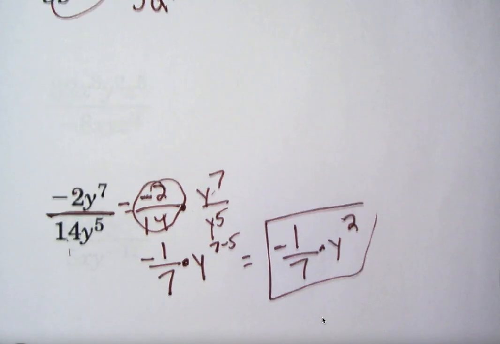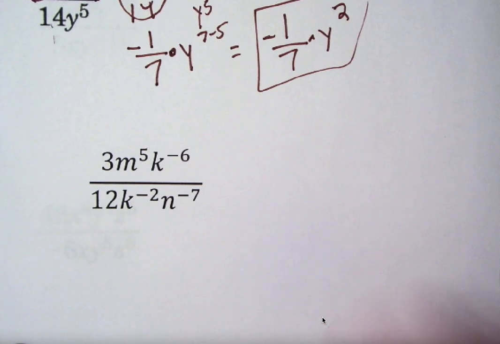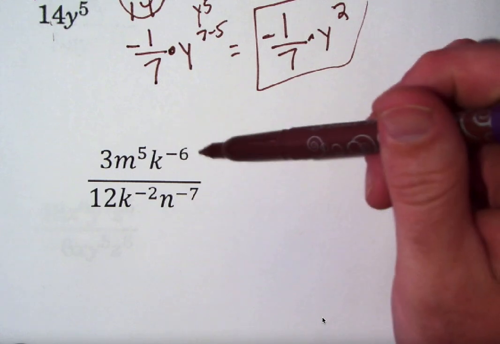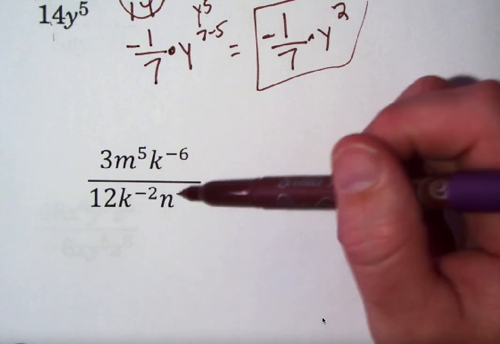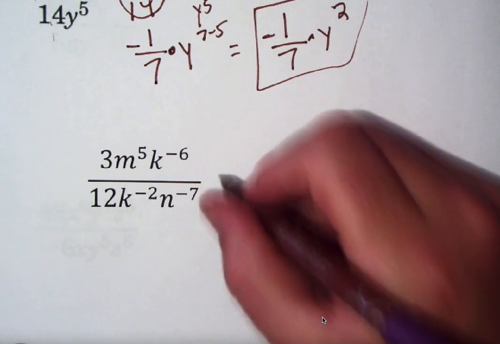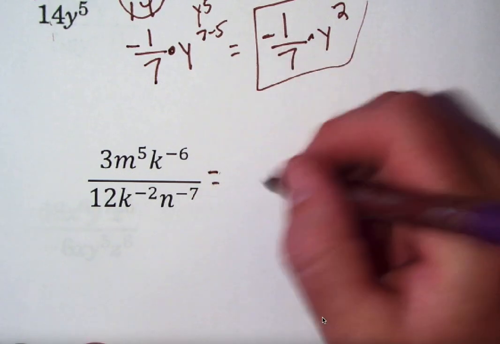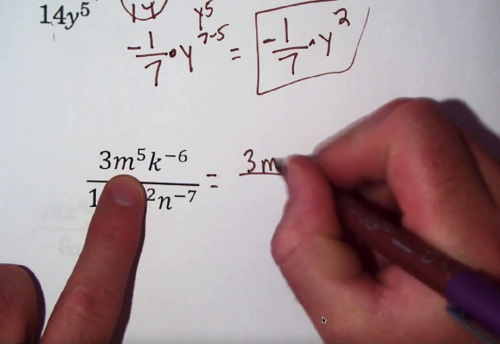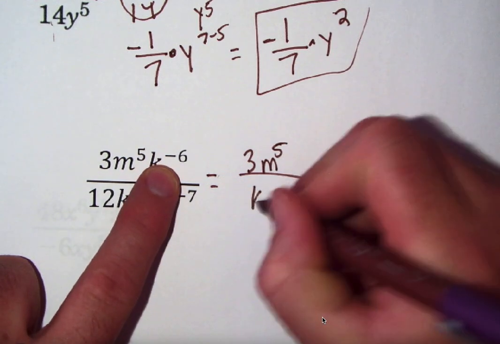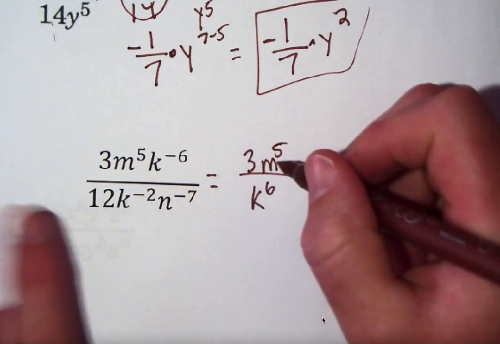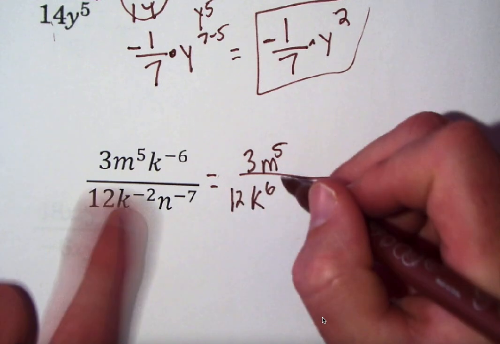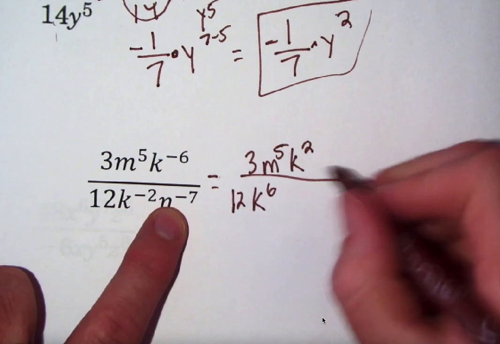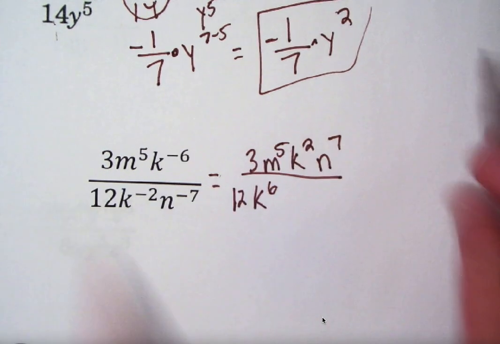All right, so this is more like the one you're going to see. You're going to read it first. 3, m to the 5th, k to the negative 6th, over 12, k to the negative 2nd, n to the negative 7th, sorry. All right, I'm going to first play the shortcut game. 3 stays where it is. M to the 5th is good. K to the negative 6 needs to shift to the denominator. 12 is okay where it is. K to the negative 2 is not okay. K squared. N to the negative 7th needs to move up as n to the 7th. Okay.